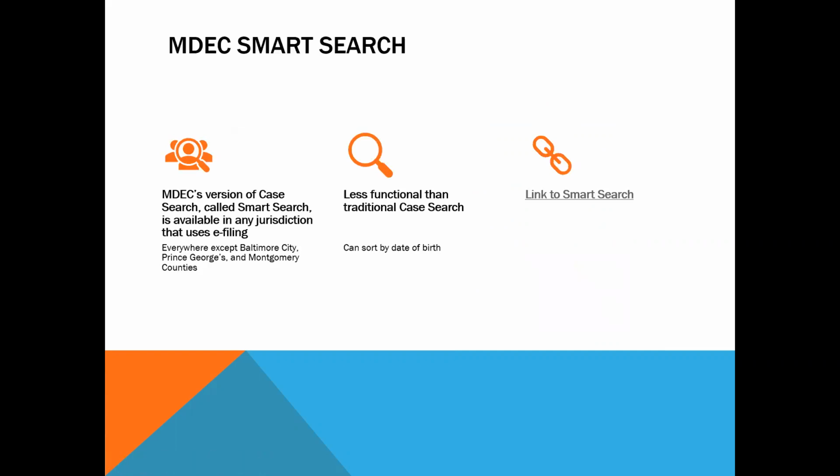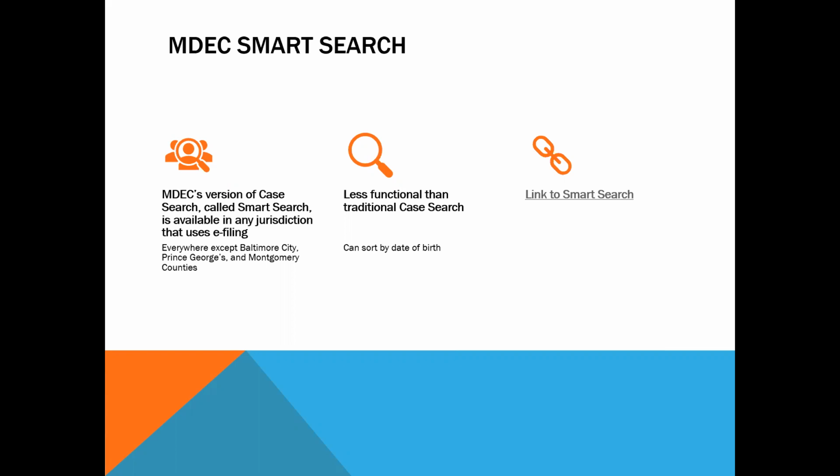After reviewing the WESTLAW printout, it's going to be a good idea to go to MDEC, the Maryland Courts' e-filing system, and they have their own version of Case Search, which is completely separate from the Maryland Judiciary Case Search system. Theirs is called Smart Search. This is going to be available in any county that has e-filing, which means everywhere currently except Baltimore City, Prince George's County, and Montgomery County.